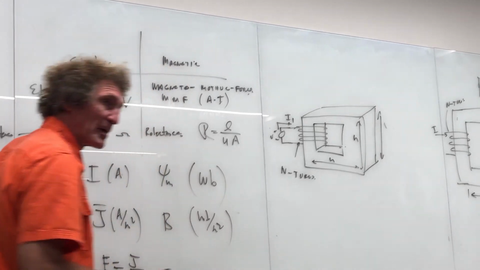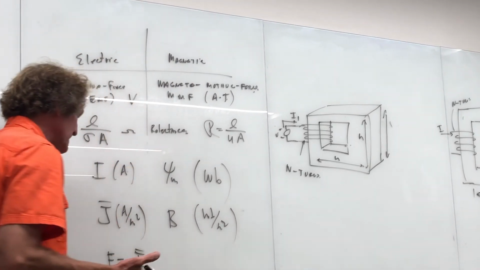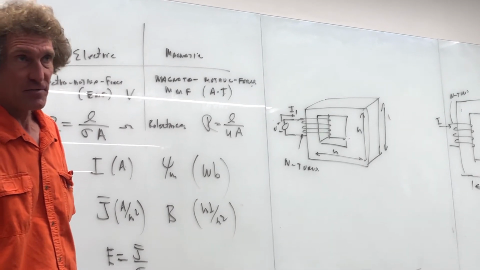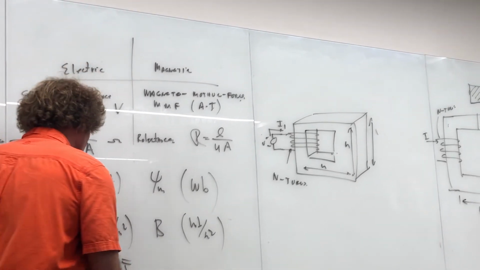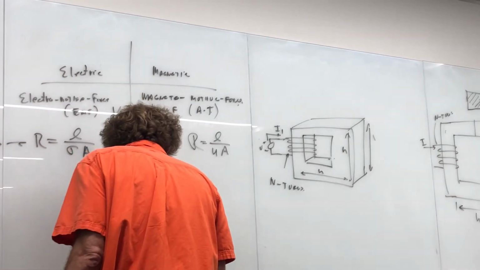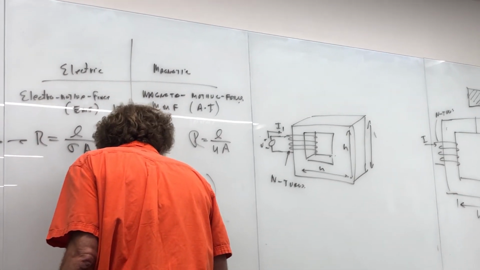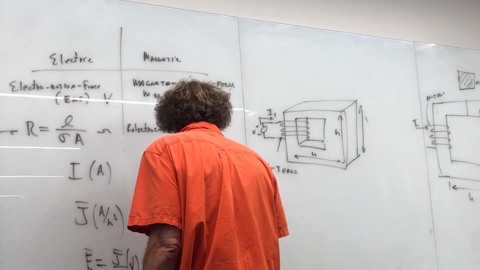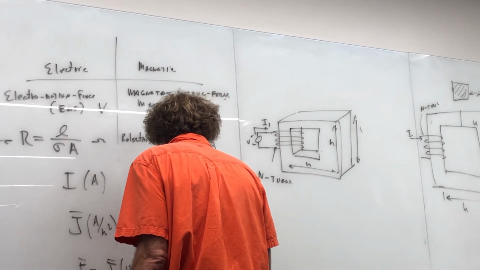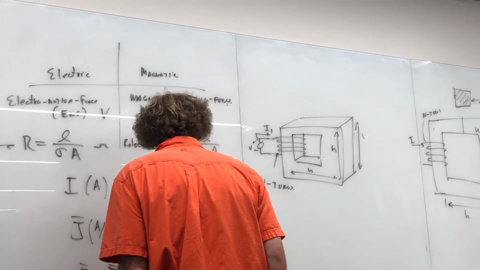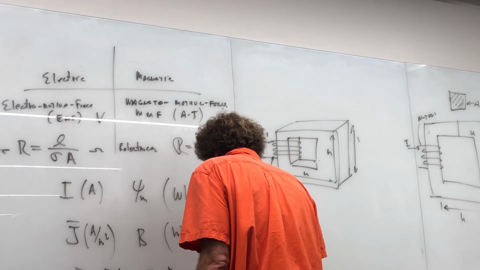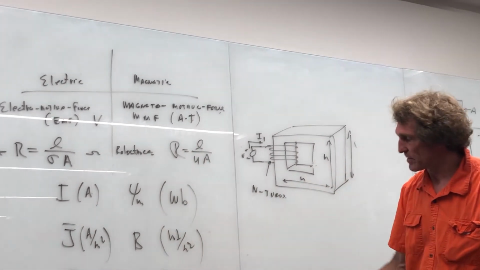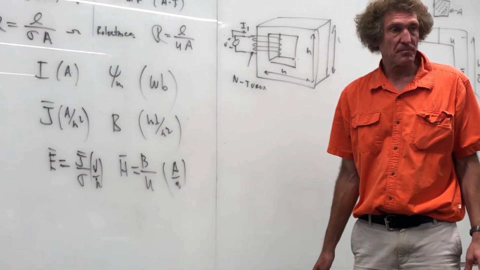Isn't current density divided by sigma equal to E? Sigma E is J, right? So divide J by sigma, that's the E field. And the E field is in volts per meter, right? Therefore, over here, for the magnetic side, if we take the B field and divide it by mu, we get H. And that's in amps per meter. Here it's in volts per meter, this is amps per meter. You all see this, guys?